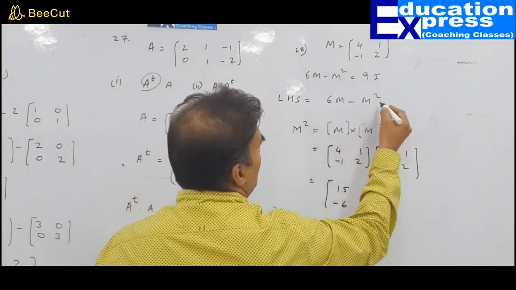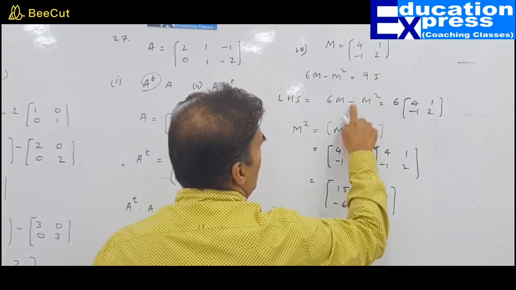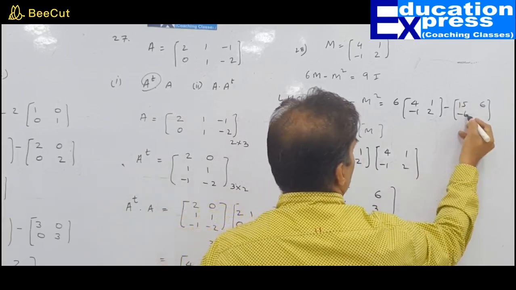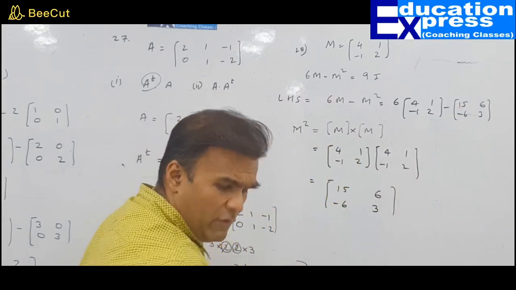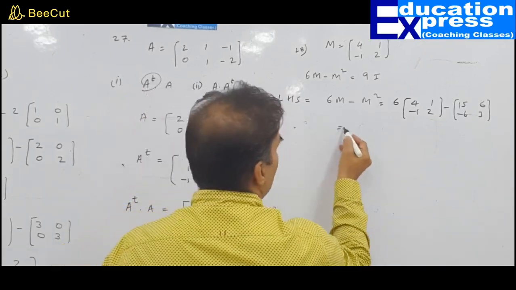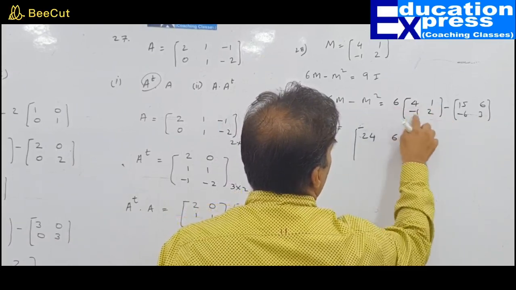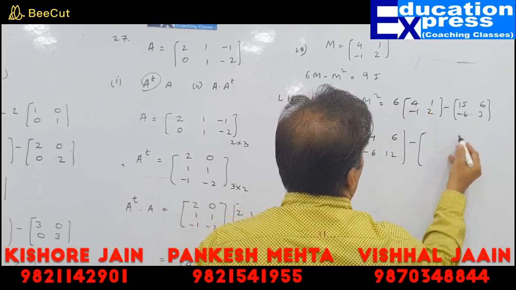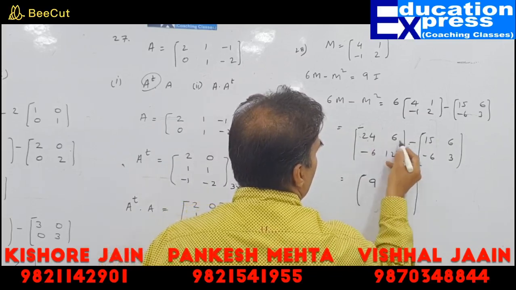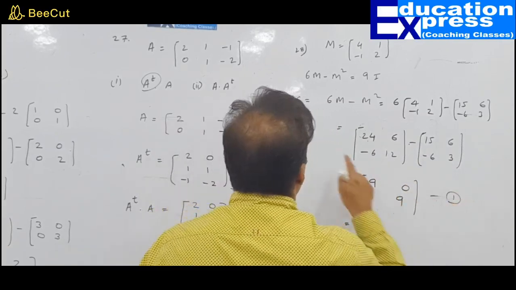Now if you find out your LHS, it would mean 6 into M. What is the value of M? 4, 1, minus 1 and 2. Minus M squared. Can you please tell me the value of M squared? Yes sir, 15, 6, minus 6 and 3. Absolutely. Further, how to go about it? Can I erase this? Of course, you already got the value of this. It will mean 24, 6, minus 6, 12, minus 15, 6, minus 6 and 3. So when we solve it, 24 minus 15, 9, 0, 0, 9. This is your LHS.